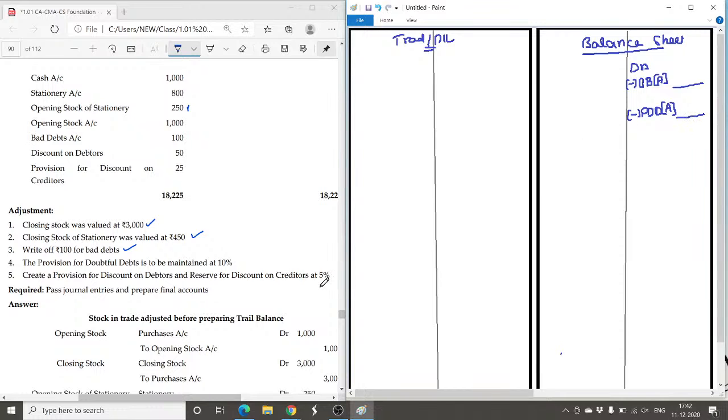Now from this, I'm going to create provision for discount on debtors also. So from this, I'm going to subtract the provision for discount on debtors given in the adjustment. Is it okay? Clear? Provision for doubtful debts given in the adjustment. And how this will appear? This is the new one, similar to the provision for doubtful debts. To name it differently, provision for discount in the adjustment. Okay.